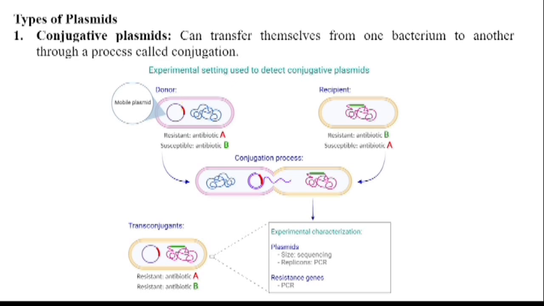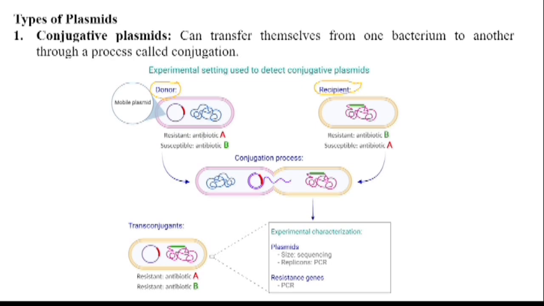From here, one gene is going to transfer to another bacterium, which is called the recipient bacterium. So here this is the donor bacterium, and here this is the recipient bacterium. So it means that this plasmid is going to transfer from one bacterium to another, from donor to the recipient.